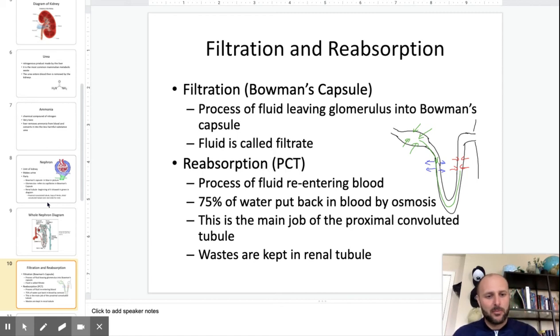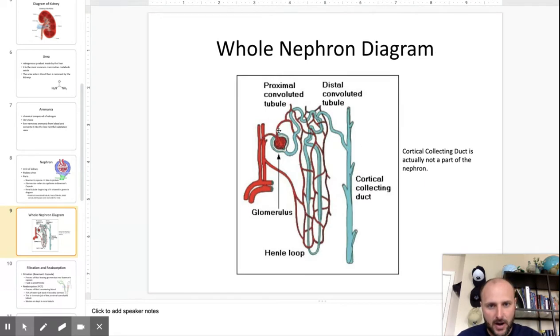Welcome back. We'll pick up where we left off. We're talking about the nephron. Remember, here's a picture of the nephron.